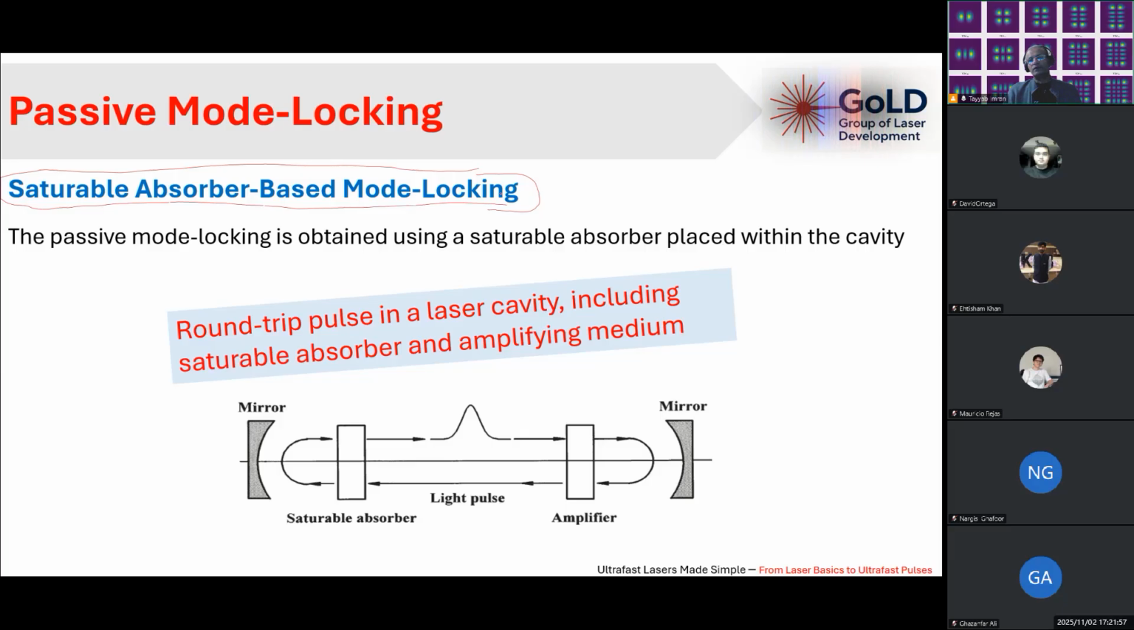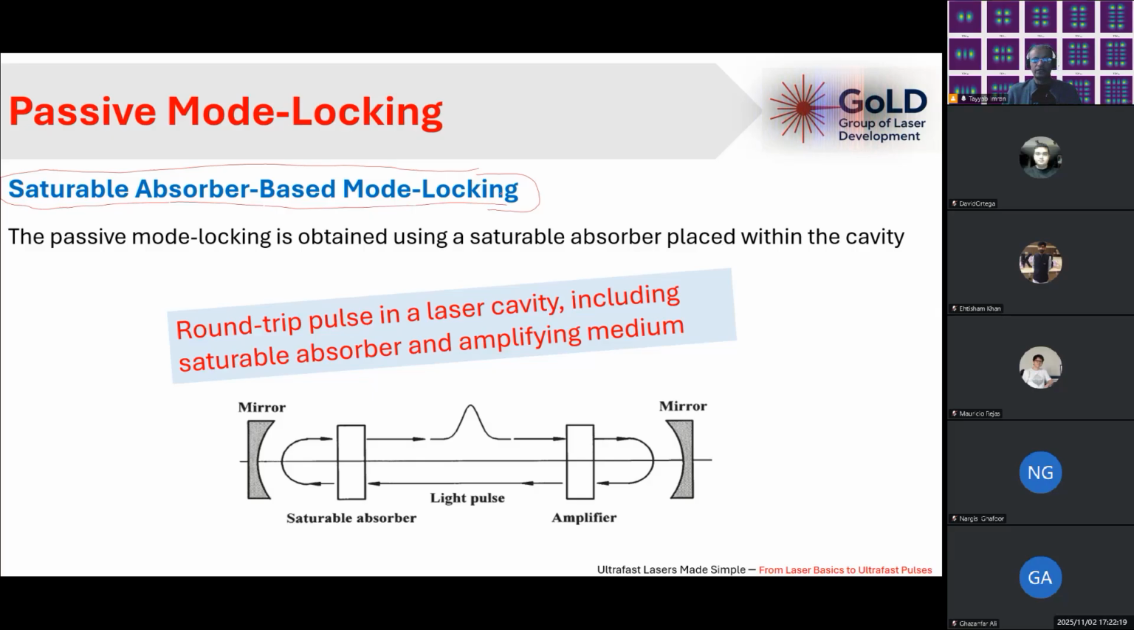If there is no mode locking, then you don't have a pulsed laser. So mode locking is very important for the ultrafast laser, femtosecond laser, all kinds of ultrafast lasers actually. Femtosecond is one of the ultrafast lasers. Ultra short, ultra fast.